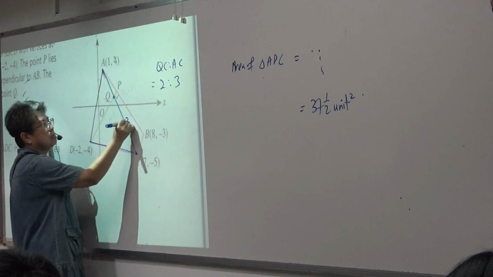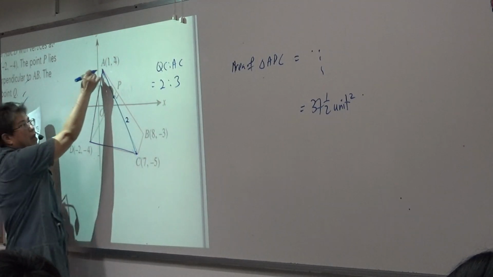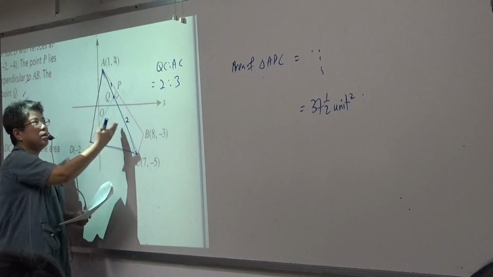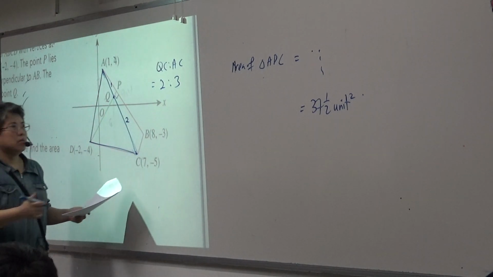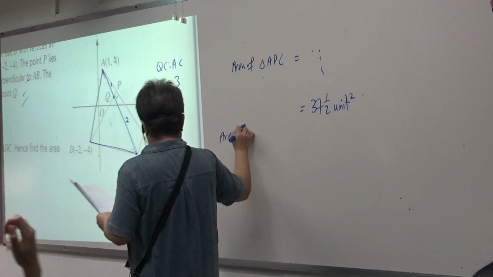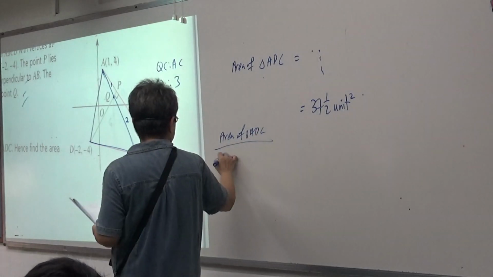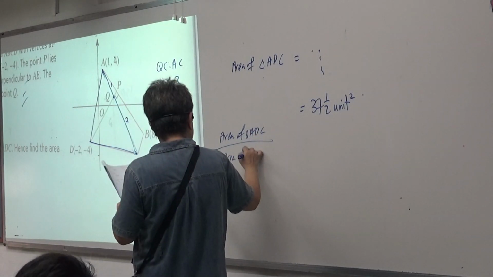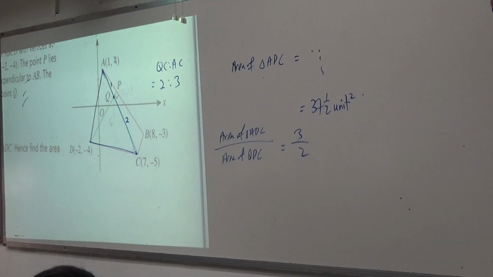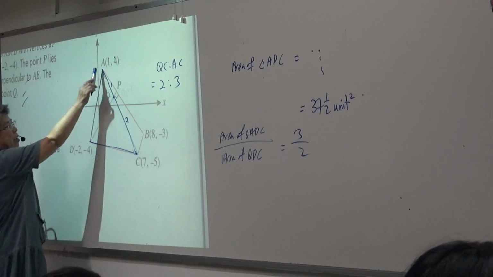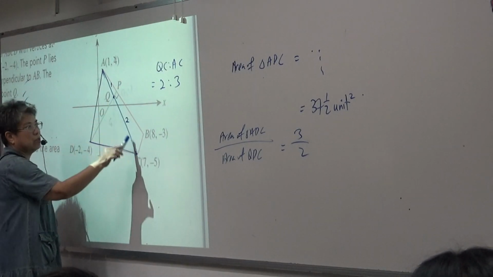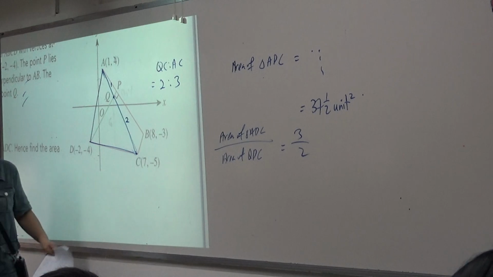QC, this is 2 units, right? AC is 3 units. That means from here is 1 unit, right? The whole thing is 3 units. This is 2 units. This is 1 unit. The whole thing 3 units. Am I right to say that? So I'm going to write down: area of triangle ABC over area of triangle QDC is 3/2, agree? ABC is the whole thing, so it's 3, QDC is here, so it's 2. Can you see or not? They share the same height.